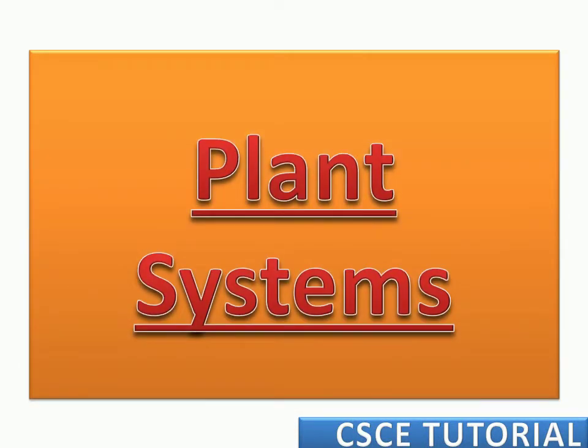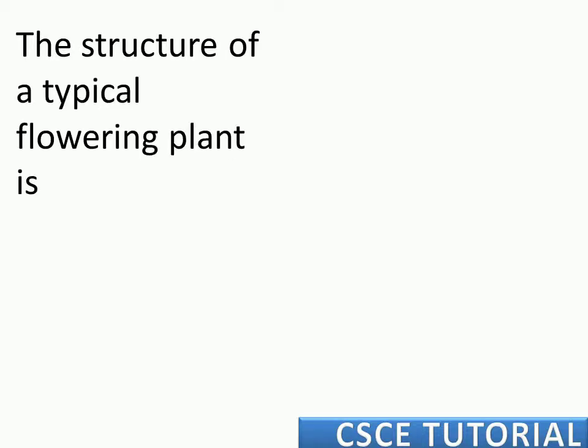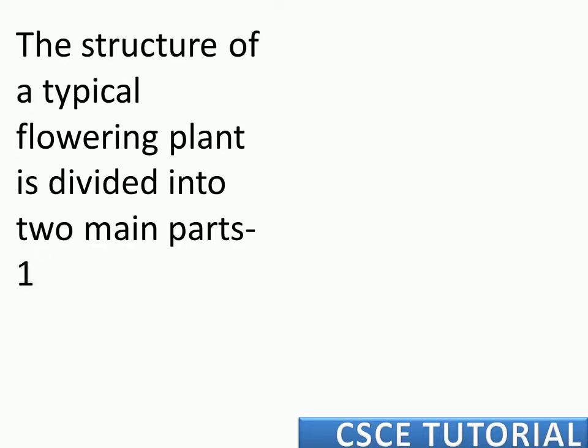Plant system. The structure of a typical flowering plant is divided into two main parts: root system and shoot system.